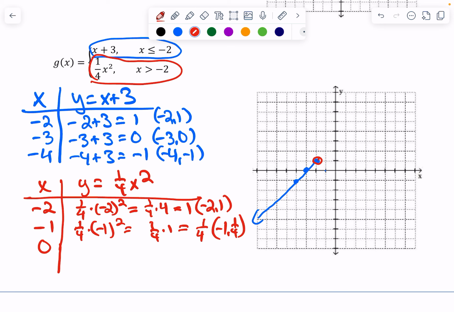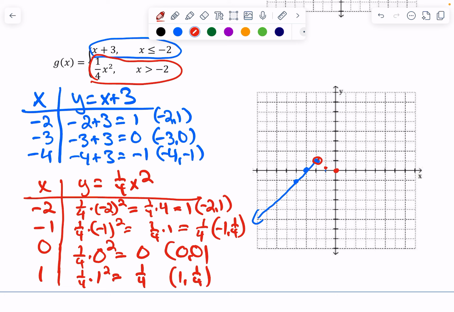Well, that's going to be interesting to plot. It's somewhere right here. And then we've got 1/4 times 0 squared, which is 0. So that one goes through the origin. Now, we're going to need another point here to know where it's going. It is a quadratic, so it should look like a parabola. So 1/4 times 1 squared is going to be 1/4. So our next point is (1, 1/4). So we see that it's going to start going up.